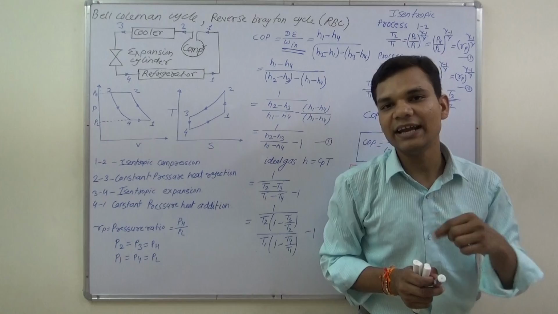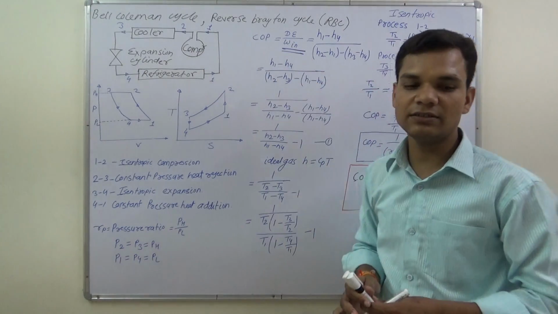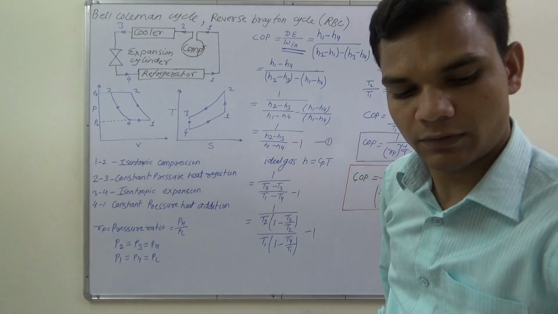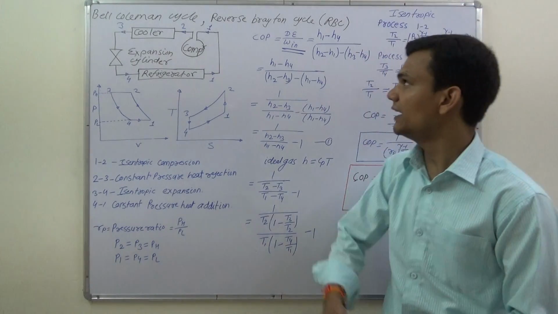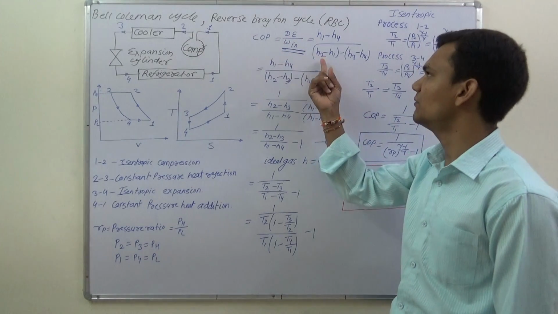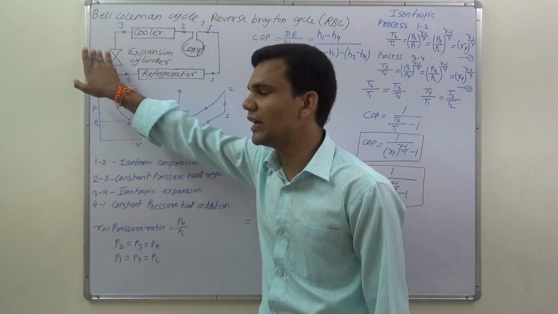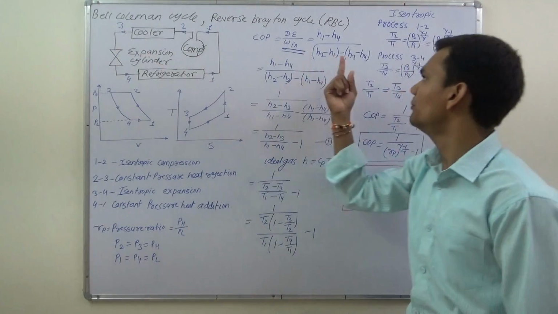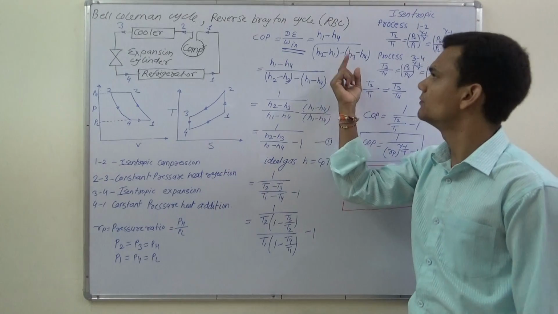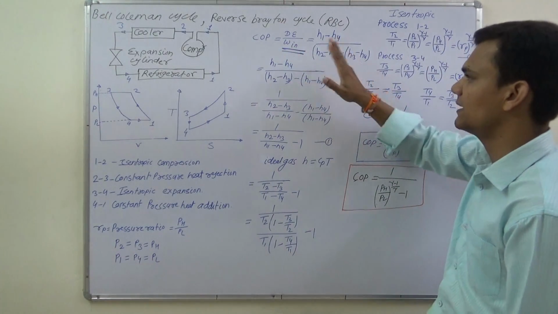If I am writing work input, then work input means I am already specifying that work input is negative. So for the compressor I can write work input, and in the expander we obtain work. So for the expander I am writing with negative sign. So this is the work input we are getting in the compressor and the expander.